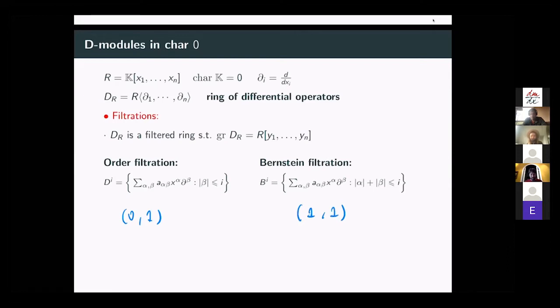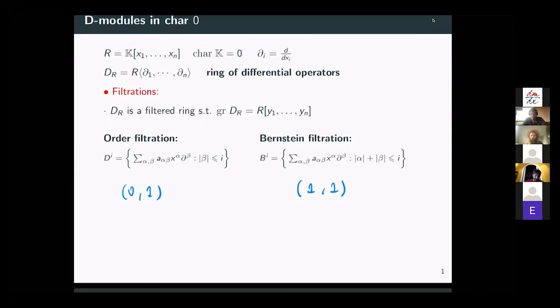So both are increasing filtrations that are multiplicative and exhaustive, but the main difference is that the order filtration is a filtration by R-modules that are free of finite rank. Meanwhile, the Bernstein filtration is by K-vector spaces that are of finite dimension.